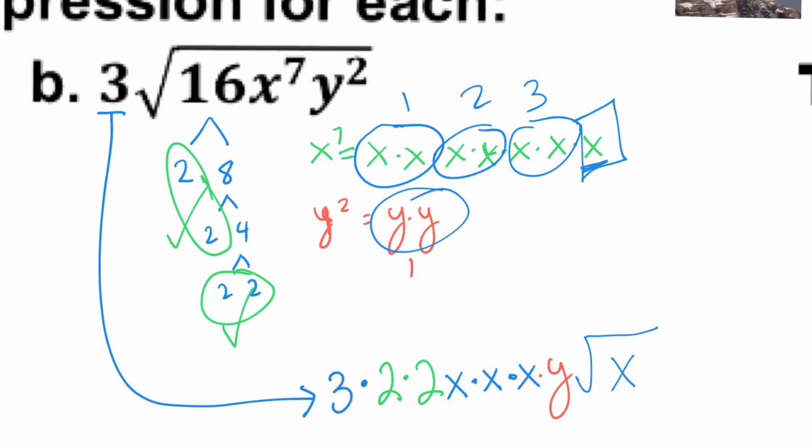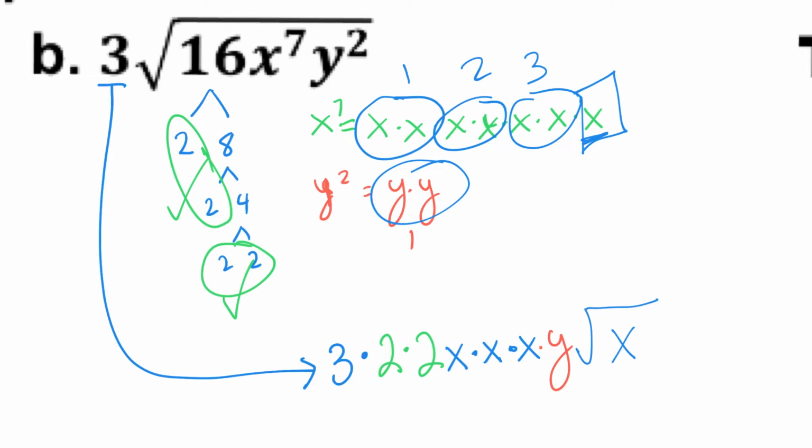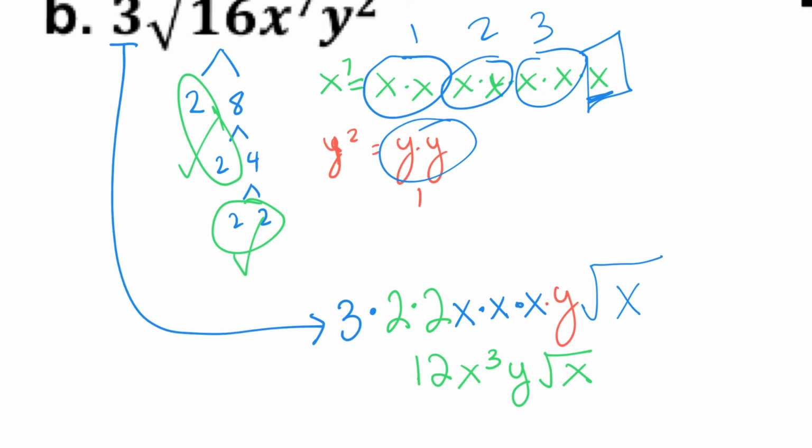Let's condense that because it looks super messy. So 3 times 2 is 6 times 2, that gives me 12. So I end up with 12. X times x times x is x cubed. Y, square root of x. And that is our simplified answer.